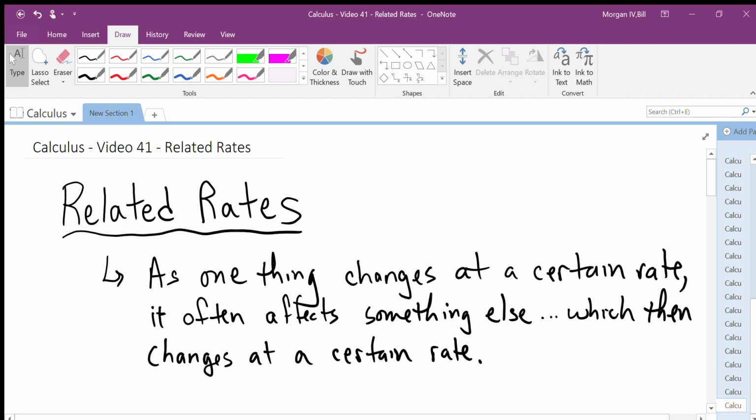Calculus video 41, related rates. So related rates is an idea where as one thing changes at a certain rate, it often affects something else, which then changes at a certain rate. That is the idea of two rates that are related to each other. So one example is this.